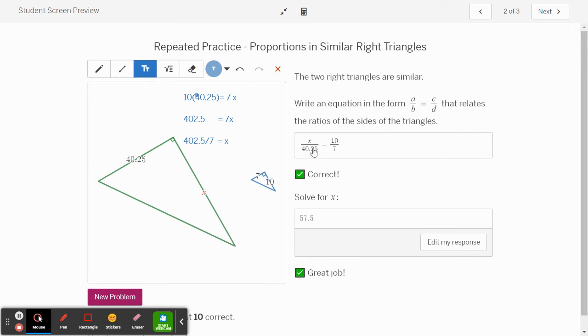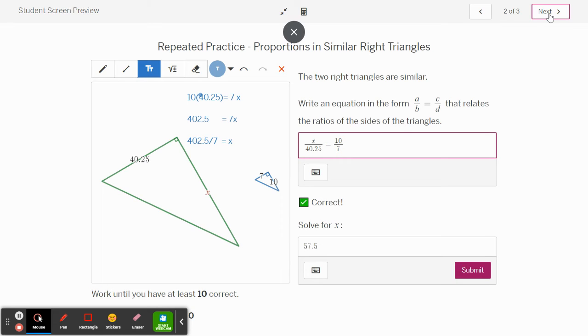So first, set up the problem, and then solve it. If you try and solve it and put in the answer, it's going to tell you you're wrong. You first need to write the proportion. Write the proportion first, just like I did here.